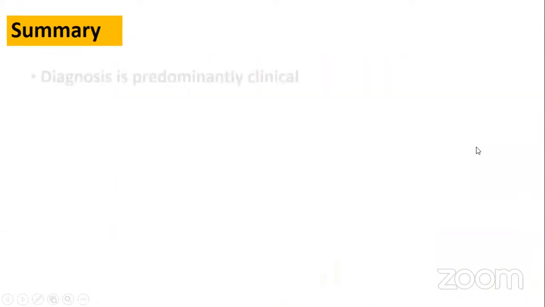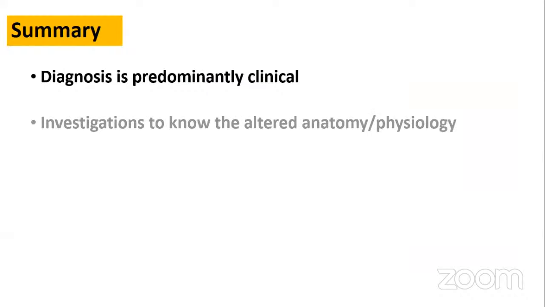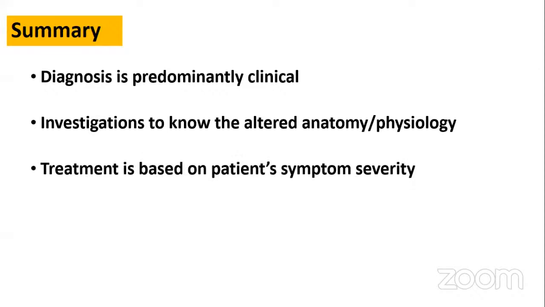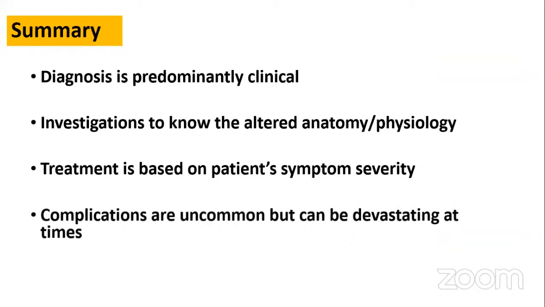Remember that one procedure. So diagnosis is predominantly clinical for carpal tunnel. Investigations are to know the altered anatomy and physiology, and treatment is based on patient symptom severity. So you can start with conservative management and then go for surgery if it's not responding. Complications are uncommon generally, but when they happen, they can be quite devastating, especially nerve injuries, the recurrent branch, or the median nerve itself. So we have to be very, very careful. These patients really have severe problems and they come back repeatedly, and repeat surgery is not so easy.